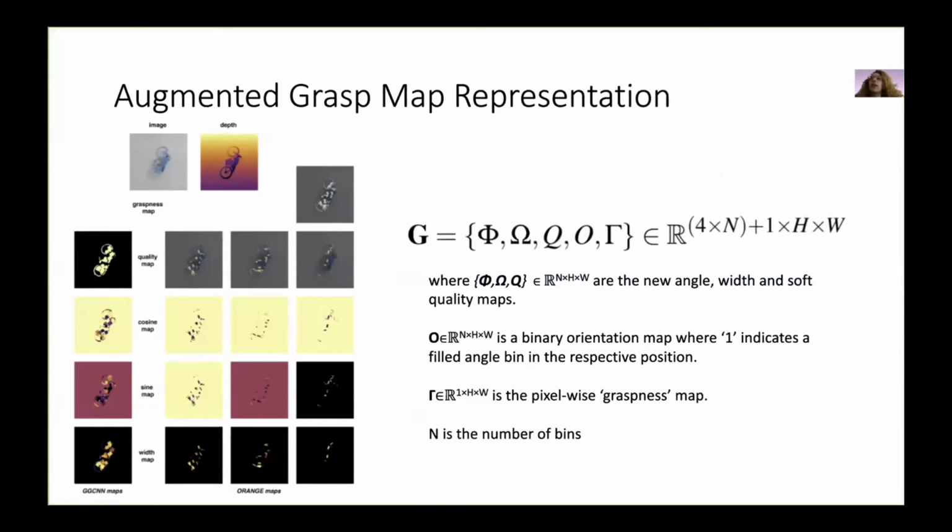This leads us to an augmented grasp map representation that contains the new angle, width, and soft quality maps, a new binary orientation map, and a pixel-wise graspness map that contains one on the positions of the centers.